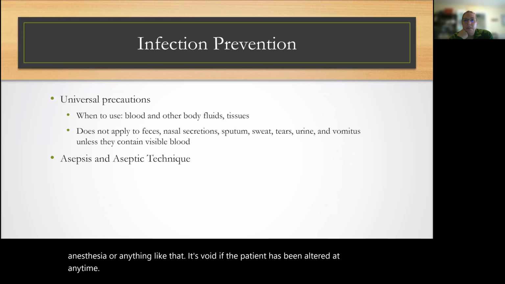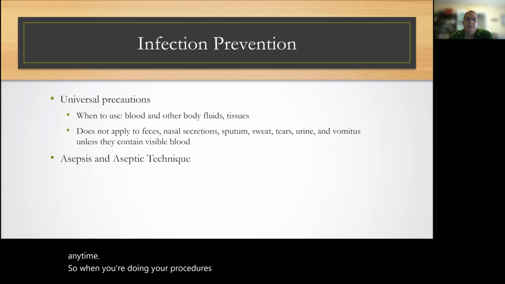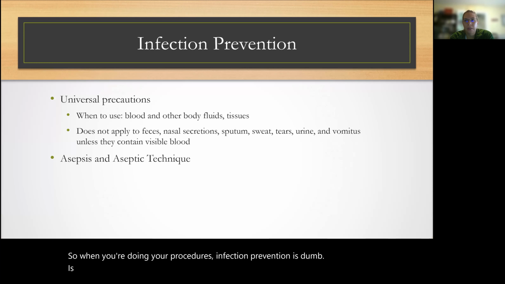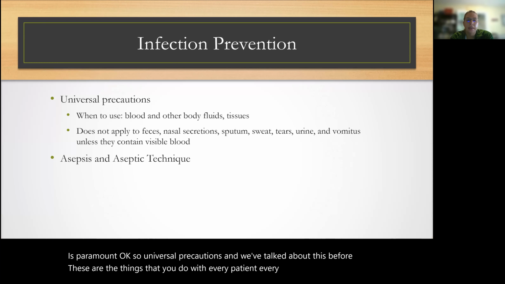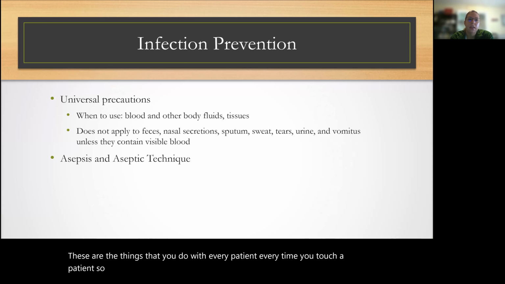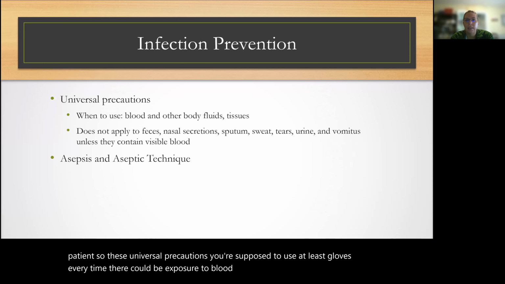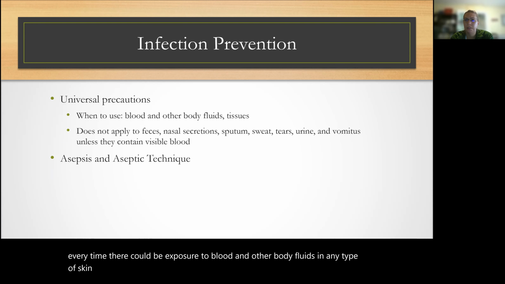So when you're doing your procedures, infection prevention is paramount. Okay, so universal precautions, and we've talked about this before. These are the things that you do with every patient every time you touch a patient. You're supposed to use at least gloves every time there could be exposure to blood and other body fluids and any type of skin tissue. Obviously, if you're suturing or doing an IV, you need to wear gloves.